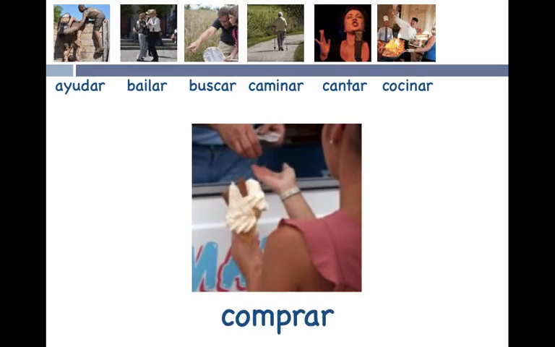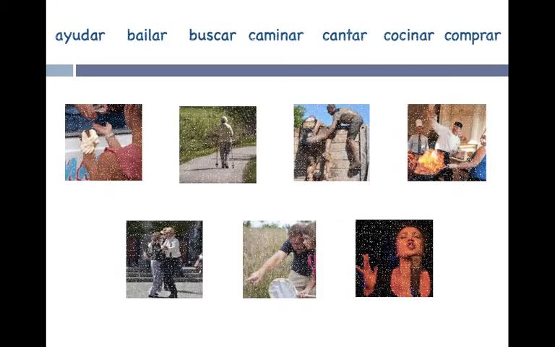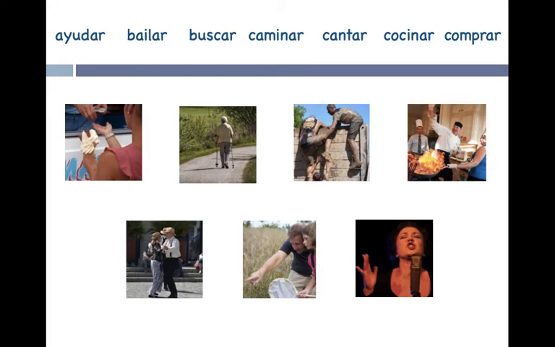What do we have so far? Repita, ayudar, bailar, buscar, caminar, cantar, cocinar, comprar. Comprar means to buy or to purchase. Las compras, the noun would be your purchases. So maybe you can hook it like this. Comprar, cha-ching, comprar, cha-ching. Hear the cash register. Little hook there. Let's say all of them. Repita. Ayudar, bailar, buscar, caminar, cantar, cocinar, comprar.